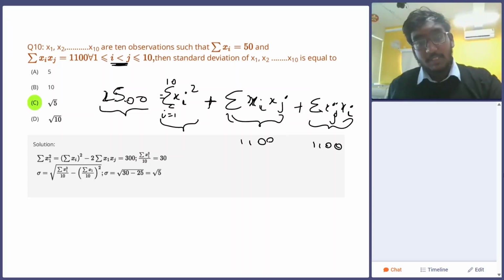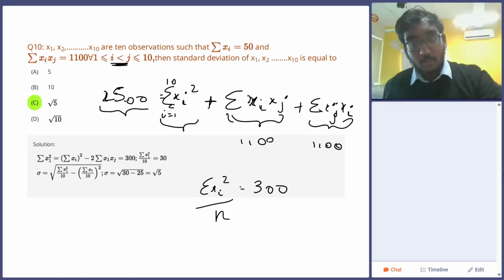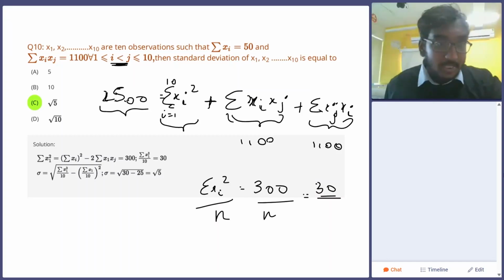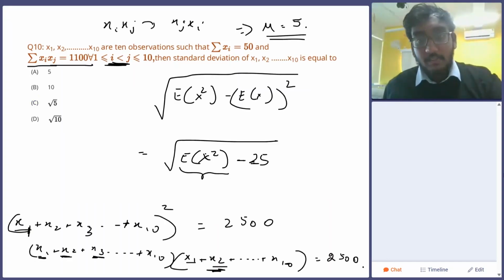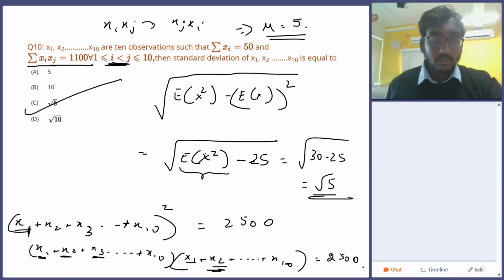So what will be sigma xi square? It will be 300. Sigma xi square will be 300, and this is not what we need. We want expectation of x square, that is sigma x square upon n, number of terms, right? So what is the number of terms here? 10 terms. So 30 will be the value of expectation of x square. So instead of E of x square, you just replace it as 30. It will be root of 30 minus 25, that is root 5. That is option C.